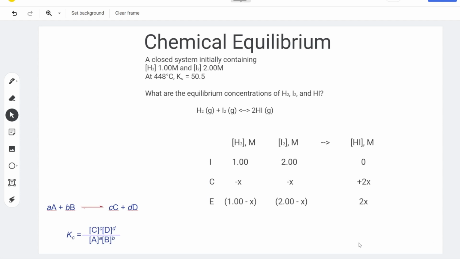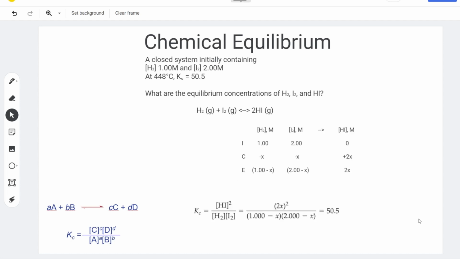Now, we have the equilibrium concentrations, but we need to solve for x to actually find the real numbers. Fortunately, we are provided with the equilibrium constant. So, we're going to plug these numbers into our formula and then solve for x. Now here we've plugged in the equilibrium concentration into our equilibrium constant formula, where we get 2x squared, since there are again 2 moles of hydrogen iodide, over 1.0 minus x times 2.0 minus x, which will equal our equilibrium constant of 50.5.